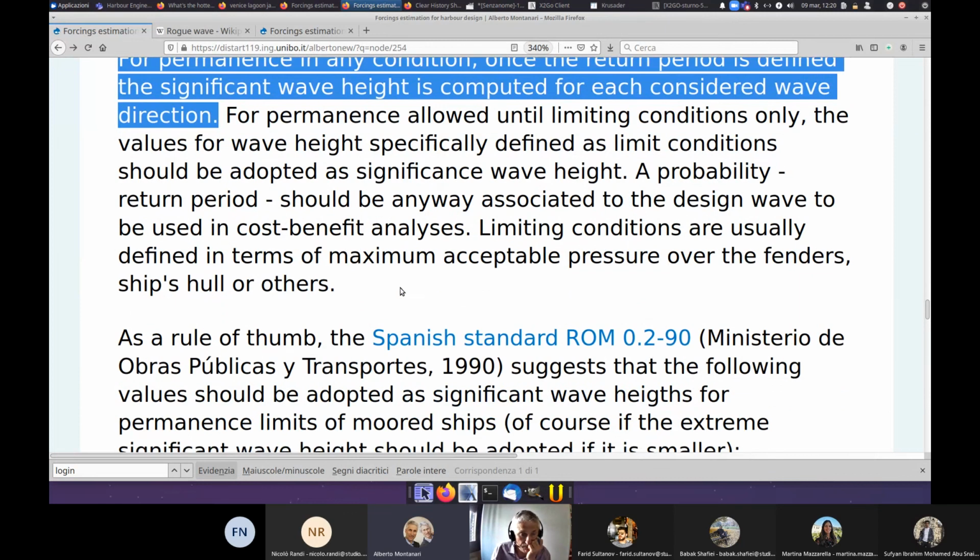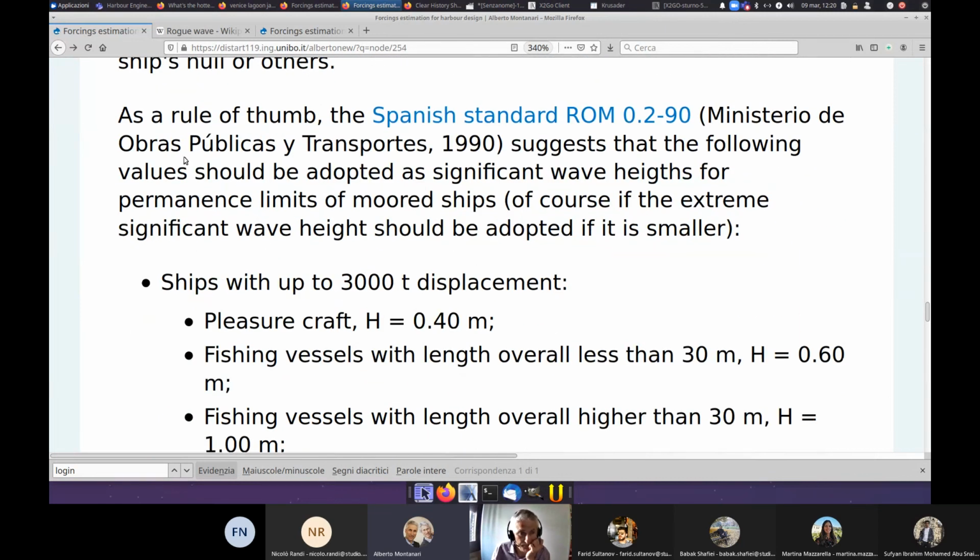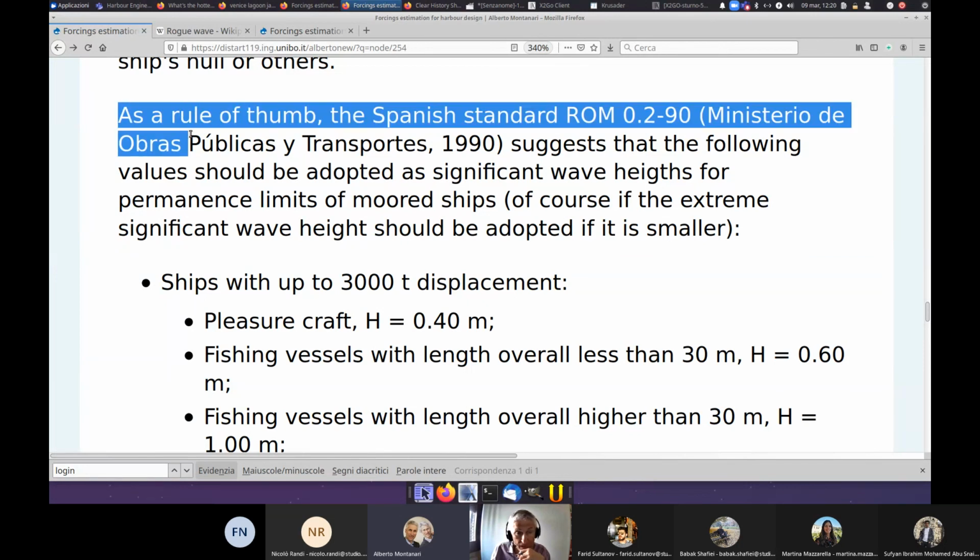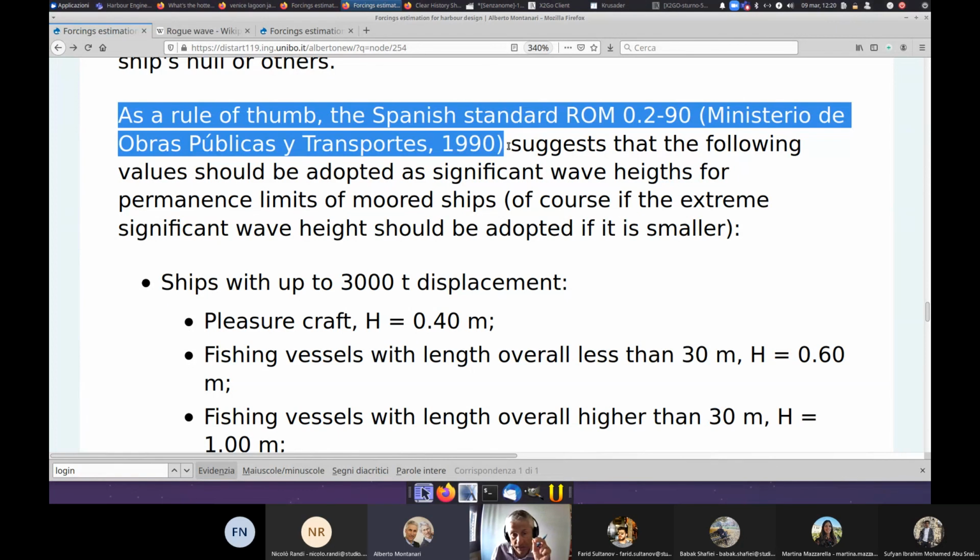Okay, and I give you some rules of thumb, which are useful to conclude this lecture. I have 5 minutes to go. As a rule of thumb, as I said, I usually refer to the Spanish standard because it is publicly available. And you know that my aim is to refer, when possible, to publicly available information.